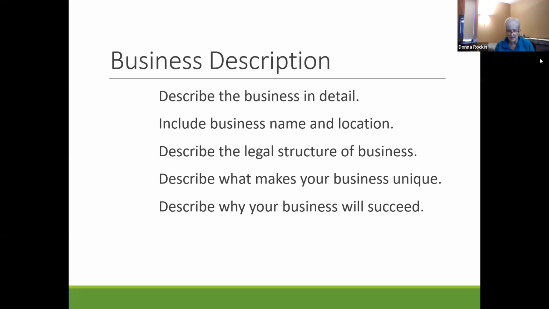Are you a sole proprietor? Are you a simple partnership? Are you an LLC? Are you a subchapter S? Are you a C Corp? So the legal structure of the business, what makes your business unique? Again, why people will come to your store or service or website, and describe why your business will succeed.